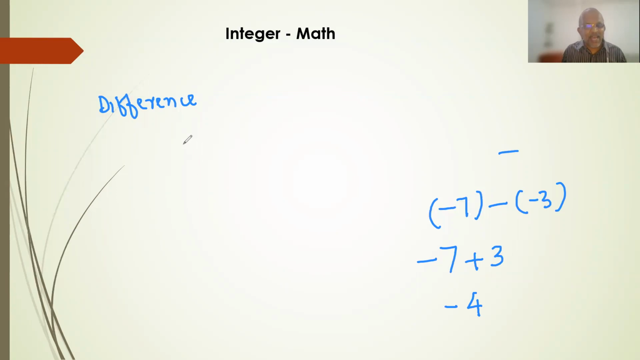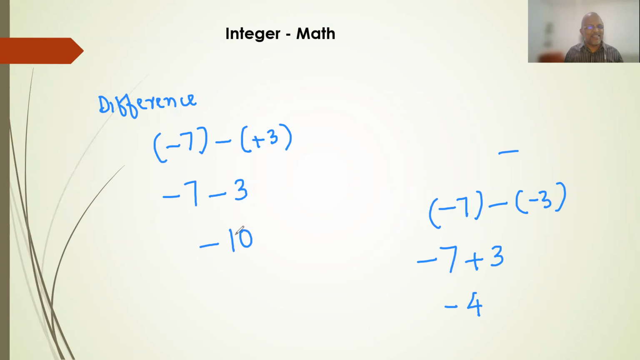Now the last part: minus 7 minus plus 3. What happens? Open the bracket. This minus, what is this sign? It's plus. What is he going to do? He is going to change the sign. Minus 7 minus 3 makes it the same sign. Add and put the sign.